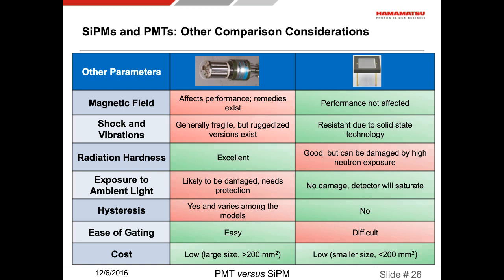investigation ongoing. SiPM is a new device, and so there's still quite a bit of academic and industrial research into this issue. However, we do know that high neutron exposure can increase dark current in SiPMs. That's why the red marking for this device. Exposure to ambient light can damage permanently a PMT, especially if it's fully powered. In case of SiPM, no damage.